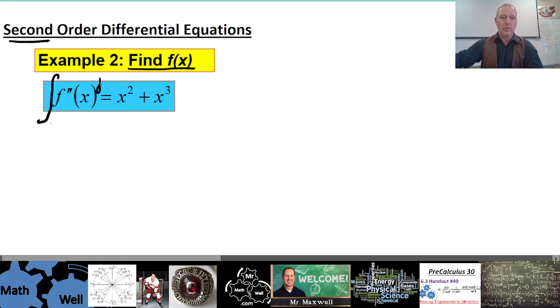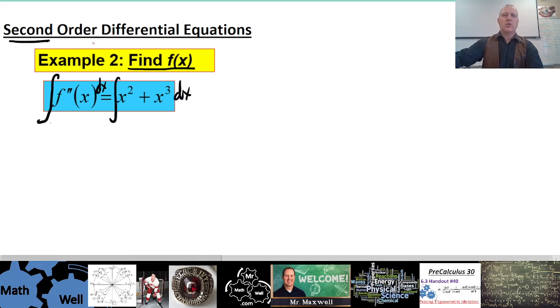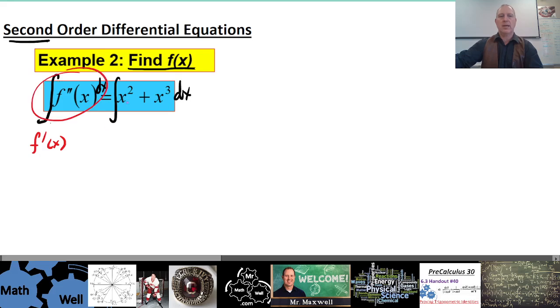Integrate both sides with respect to x. And of course, when we integrate a second derivative, we get a first derivative. That's what we're going to get here on this left side. On the right side, we integrate each of these separately, and that's going to be 1/3 x cubed plus 1/4 x to the fourth. And then, yes, we do have to do a plus c.